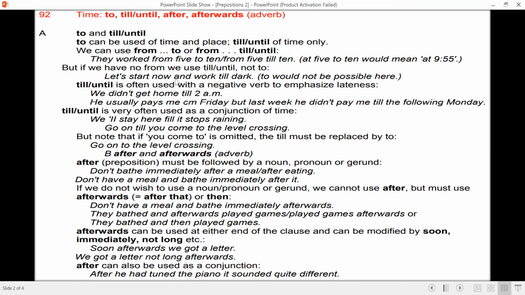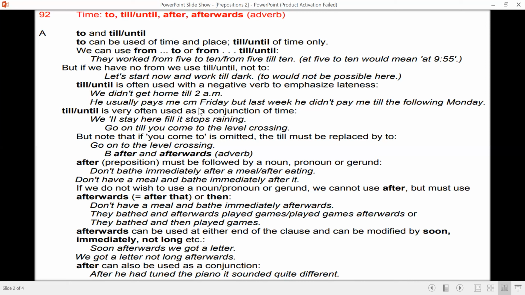For example, let us start now and work till dark. Here you are not using from, so you cannot use to. You will simply use till or until because to is not possible over here. Till or until is often used with a negative verb to emphasize lateness. For example, we didn't get home till 2 a.m.